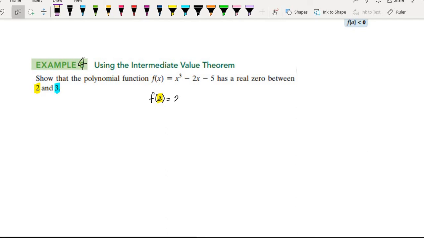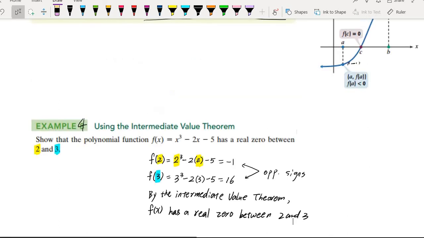All right, so that will be 2 to the third power minus 2 times 2 minus 5. So every x I see, I will plug in 2, then this whole thing will give me -1. So we'll do the same. We're going to plug in 3 as well. And then you compare them. You realize this is negative, this is positive. That is the opposite sign. By the intermediate value theorem, f of x has a real zero between 2 and 3.